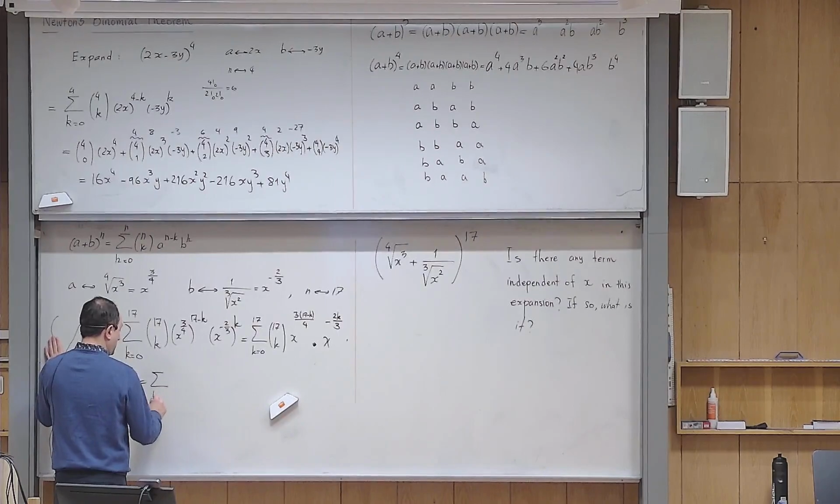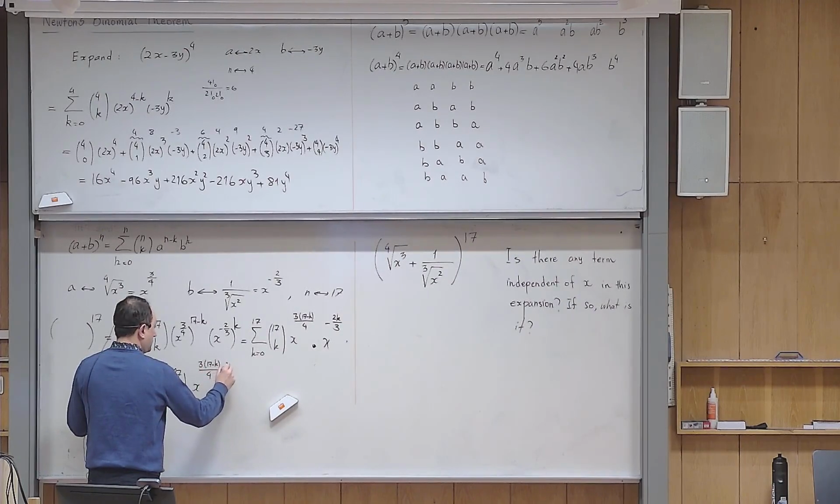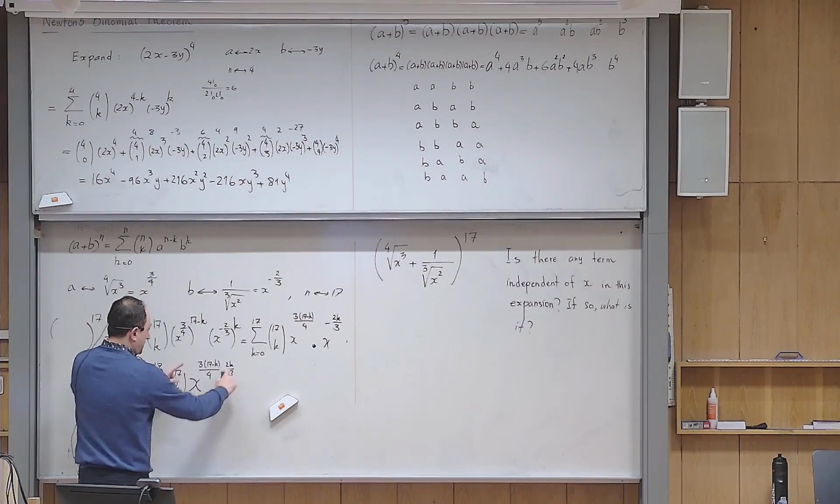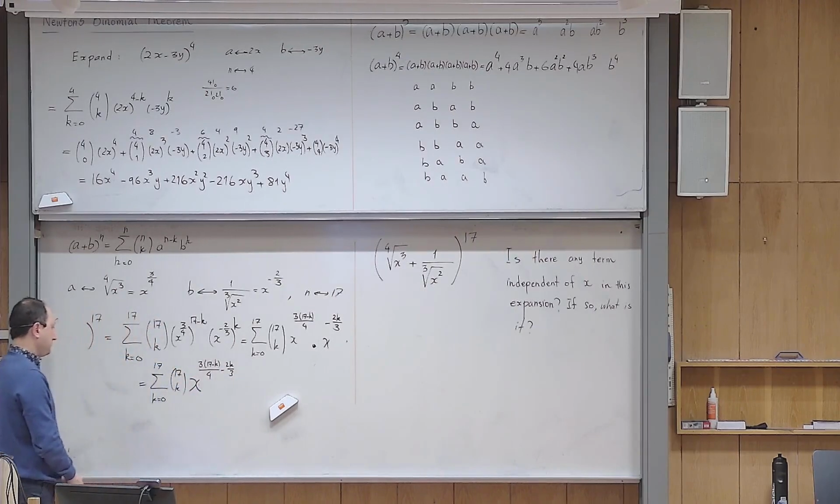Sigma k goes from 0 to 17, 17 choose k, and then it becomes x to the power of 3 times (17 minus k) over 4 minus 2k over 3. So let me make this a little bit bigger. This is x, and the whole thing here is the exponent of x. So this is the general way of expanding this a little bit complicated expression.